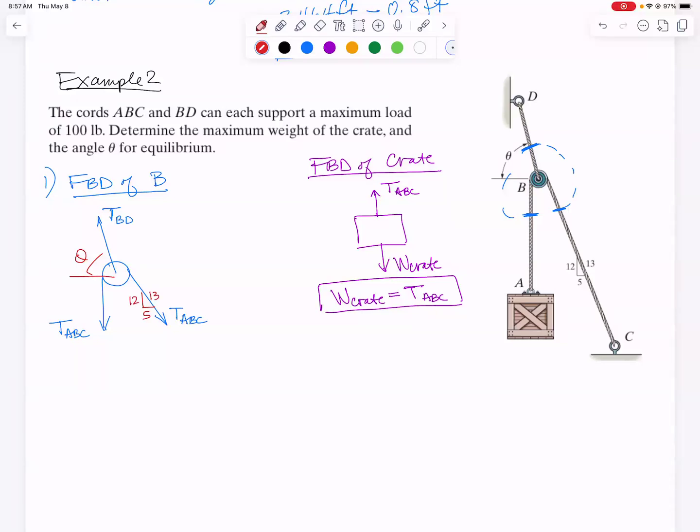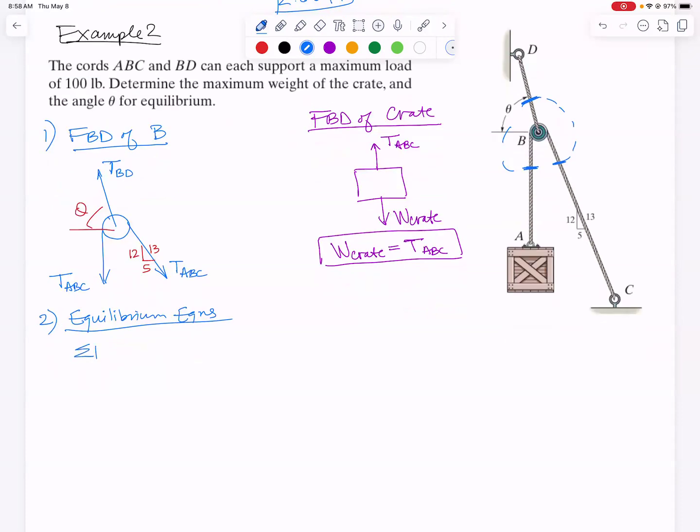Gives you the slope. Okay, that was step 1. Draw that free body diagram. Step 2 is write our equilibrium equations. We need to sum the forces in either the x or y direction. I almost always do x first. They have to add to 0.